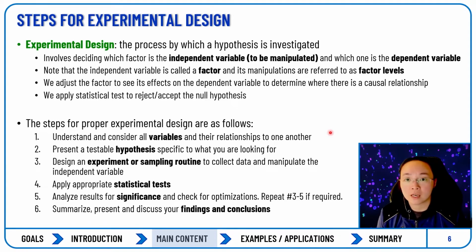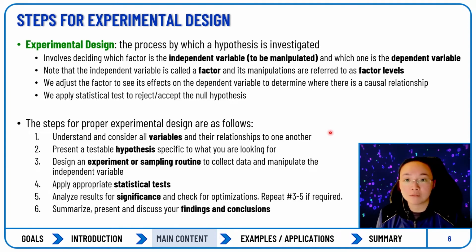Then we're going to design an experiment or a sampling routine to collect data and manipulate the independent variable so that we can see if there is an effect between the two of them. Then we're going to apply the appropriate statistical tests to see what the p-values are. So that's something I'll talk about later.